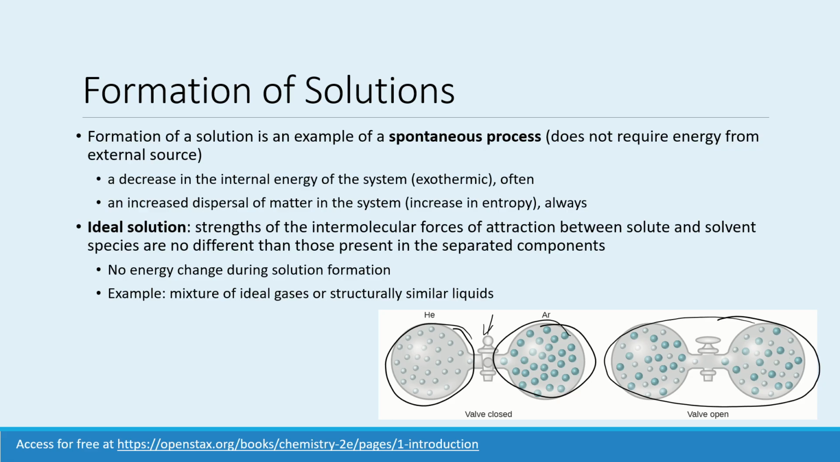This can also happen if you have structurally similar liquids. So if you have something like pentane and hexane mixing together, they are both considered hydrocarbons with similar chain length, and so those would also be considered an ideal solution, and so not exothermic or endothermic.